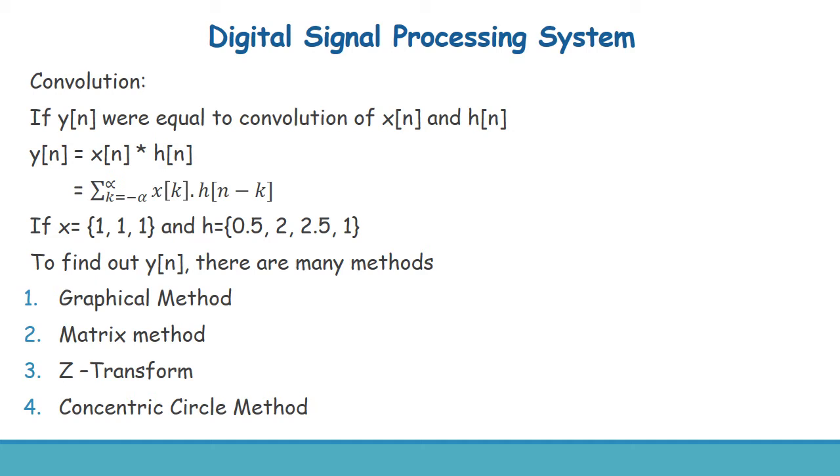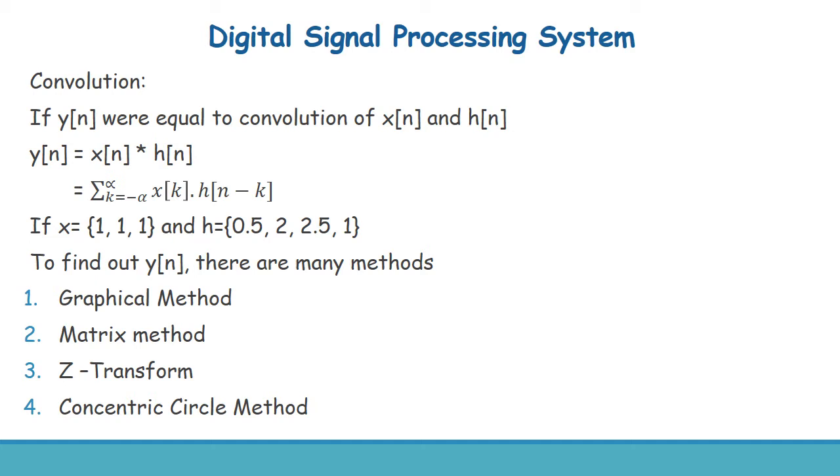So here I have taken two examples. x of n equals 1, 1, 1. There is no arrow below any of the samples, which means the sequence starts at origin, and h equals 0.5, 2, 2.5 and 1. And convolution of x and h is given by the formula summation k from minus infinity to plus infinity x of k h of n minus k. So convolution of x and h becomes equal to y.